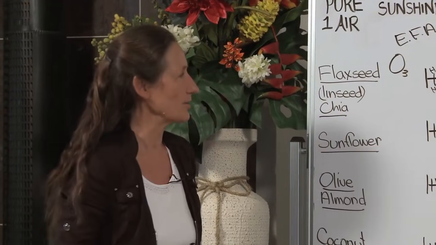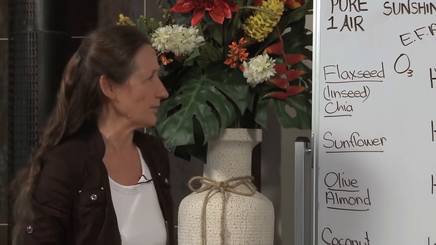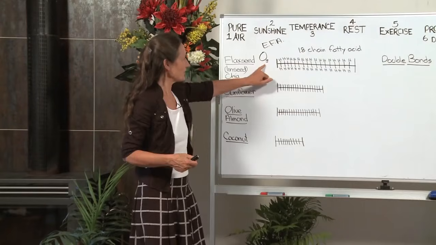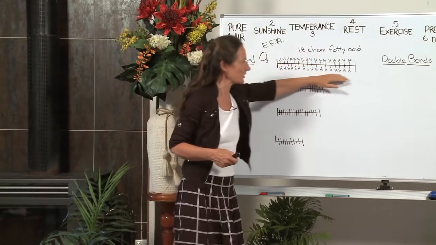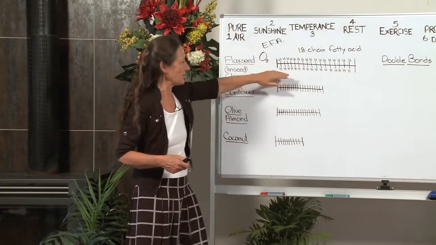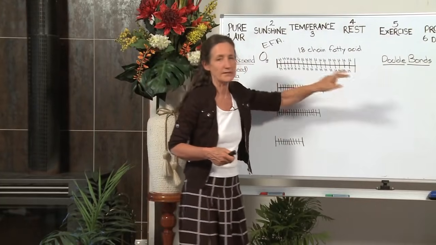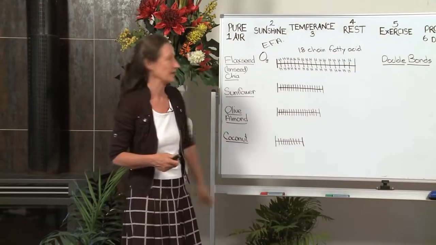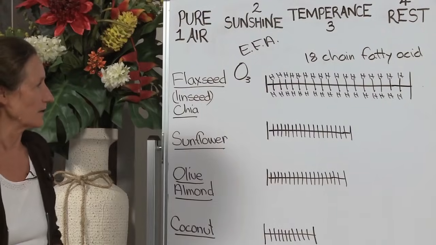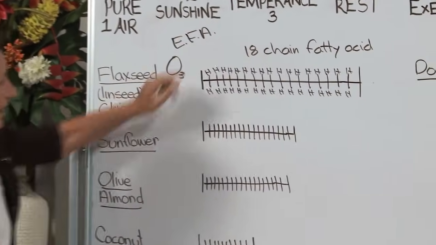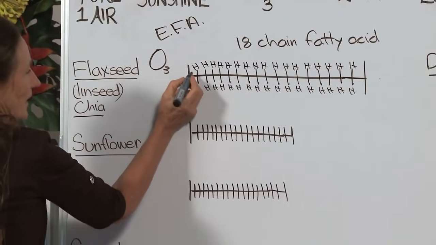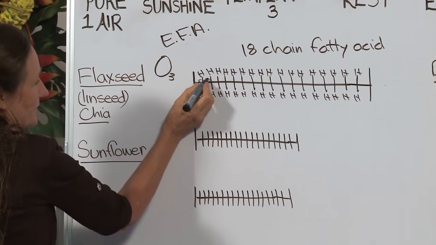What I'd like to show you now is why it is so important in the body. Omega-3 is an 18-chain fatty acid. This is the molecular structure of omega-3. There are 19 trillion of these in one drop of oil, so that's the magnification that we're looking at. Notice that there are hydrogen atoms either side, and right in the middle they are linked together by carbon atoms.